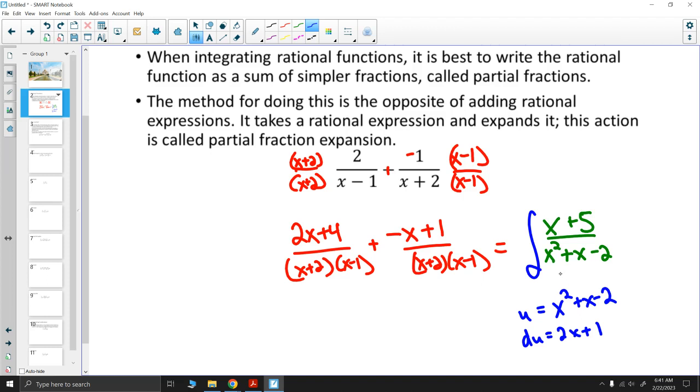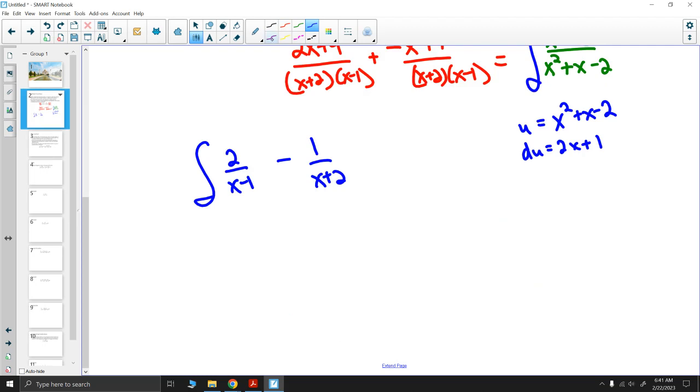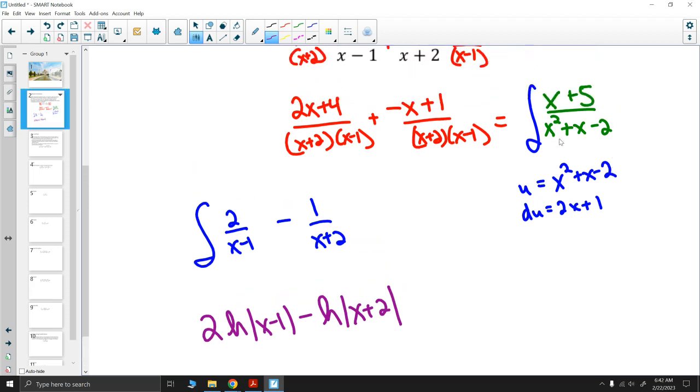So what we have to do is expand it down to this, because if we were integrating this thing here, the integral of 2 over x minus 1 minus 1 over x plus 2, well, this would be pretty easy because the 2 could come out and it's just the integral of 1 over x minus 1. Well, that's easy. It's natural log of x minus 1. And same thing here, natural log of x plus 2. So this integral is very doable, but in this form, this is not.